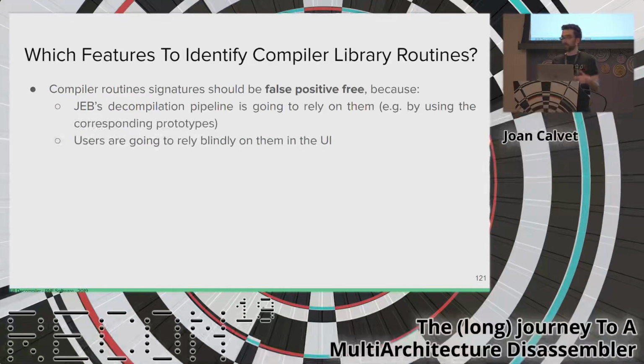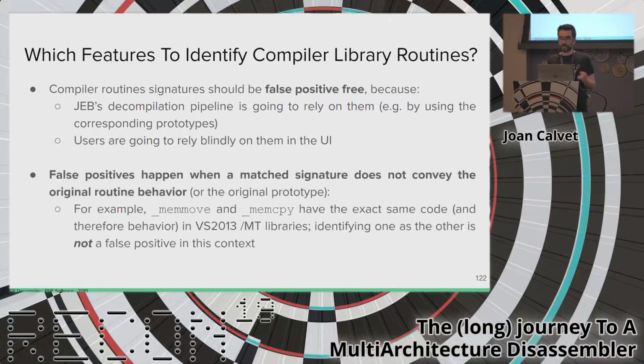So we would like to have no false positives, because the Jeb decompilation pipeline, that is the steps after the disassembly, are going to rely on the signatures, for example, by using the prototype of a routine. And users are going to rely blindly on the signatures as well. They will trust that the routines identified and renamed as library routines in the UI are indeed the library routine. They will not double check.